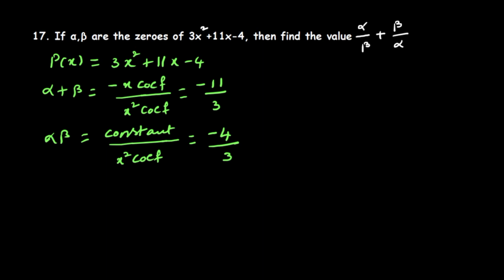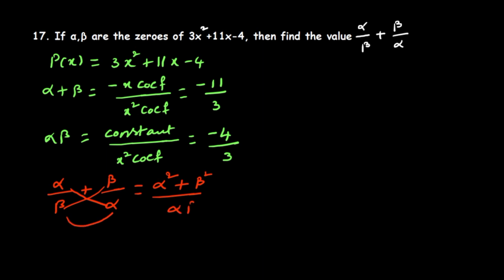So what we do is, now the question here given is alpha by beta plus beta by alpha. So this is the question. So what we do now? Just take the cross multiplication. Alpha into alpha, that is alpha square. Beta into beta, beta square. So plus beta square. And as usual, we should multiply these two, that is alpha into beta. Okay. So we have to find alpha square plus beta square by alpha into beta.